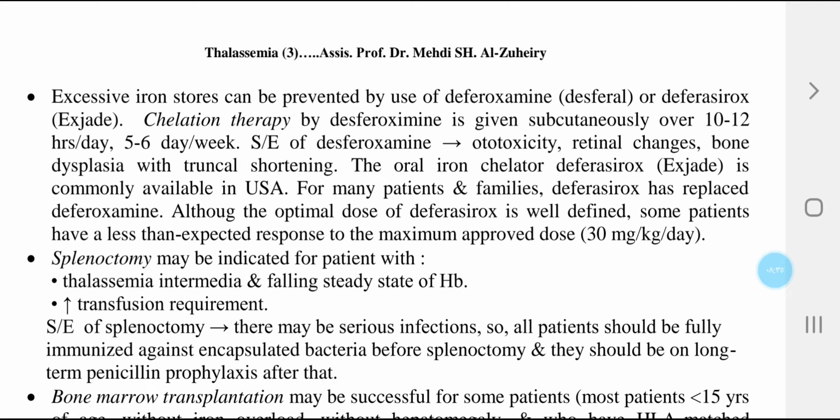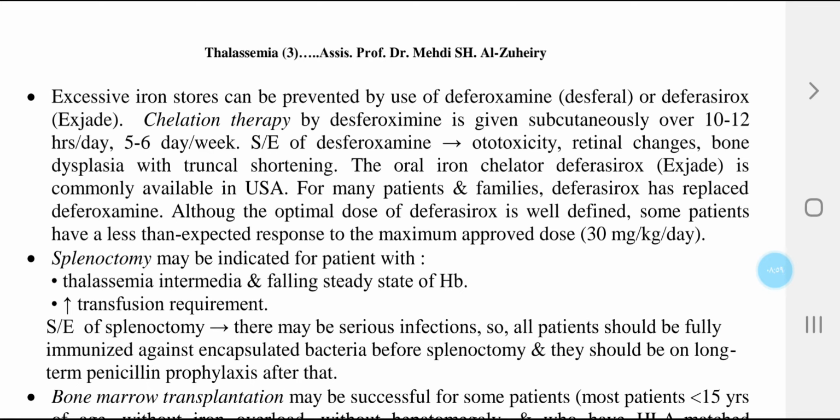The oral iron chelator deferasirox, which is Exjade, is commonly available in the USA for many patients and families. Deferasirox has replaced deferoxamine. Although the optimal dose of deferasirox is well defined, some patients have a less than expected response to the maximum approved dose, which is 30 mg per kg per day.